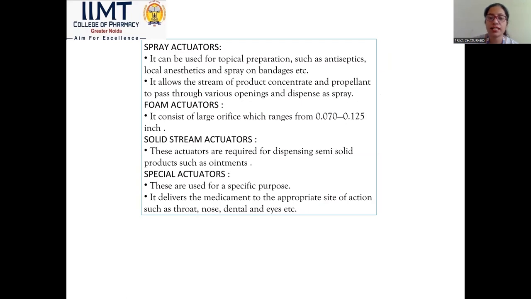It allows the stream of product concentrate or the propellant to pass through various openings and dispense as a spray.